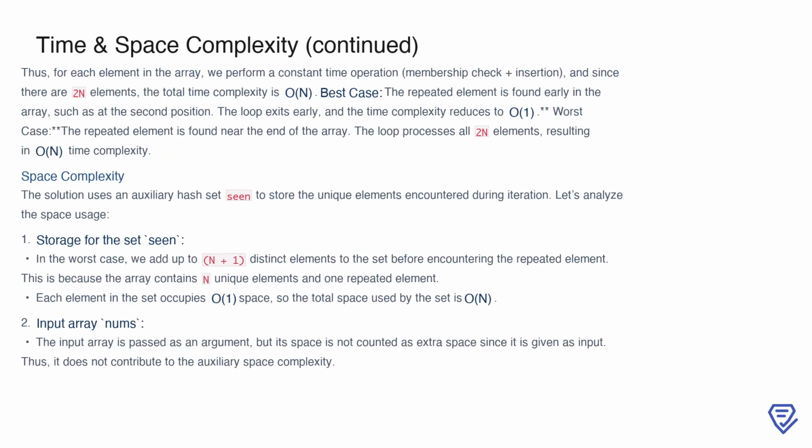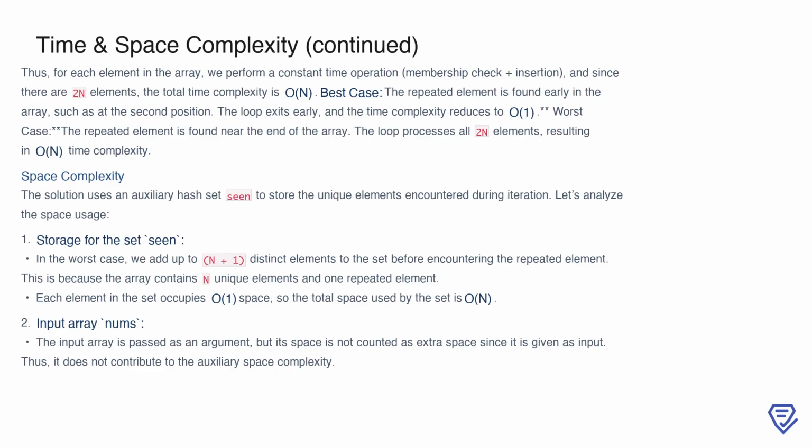Now, putting this together, for each element in the array, we perform a constant time operation, either a membership check or an insertion. With 2n elements in the array, the total time complexity is O(n). In the best case scenario, the repeated element is found early, such as at the second position. Here, the loop exits early, and the time complexity reduces to O(1). On the other hand, in the worst case scenario, the repeated element is near the end of the array, requiring the loop to process all 2n elements, resulting in O(n) time complexity.